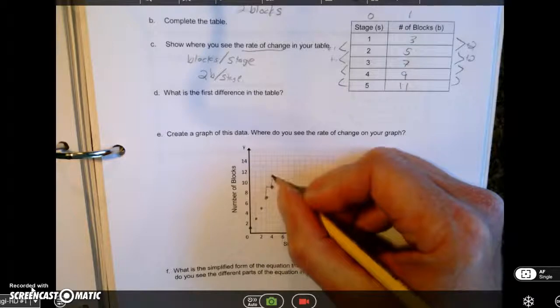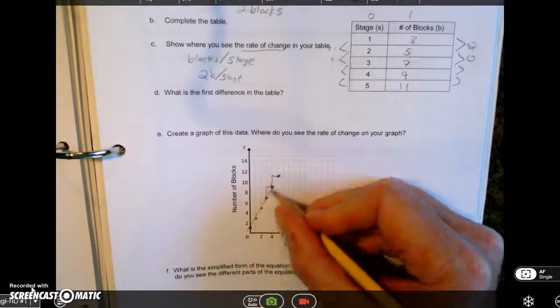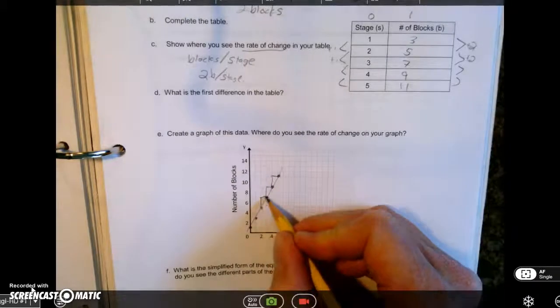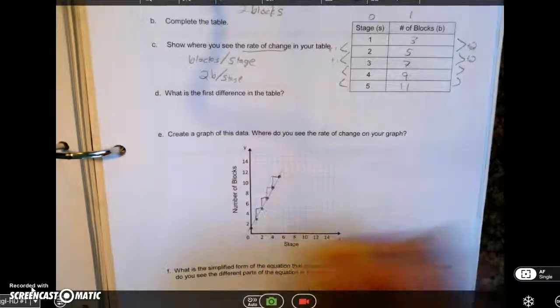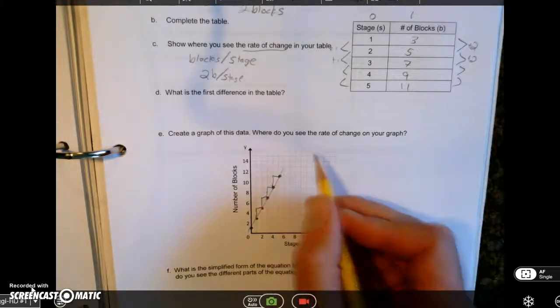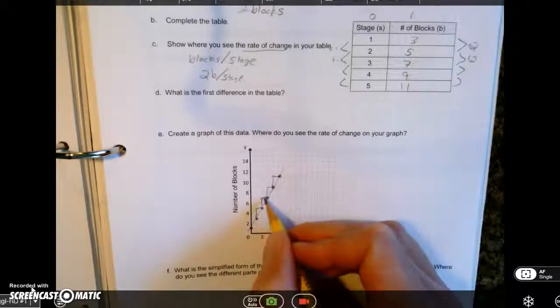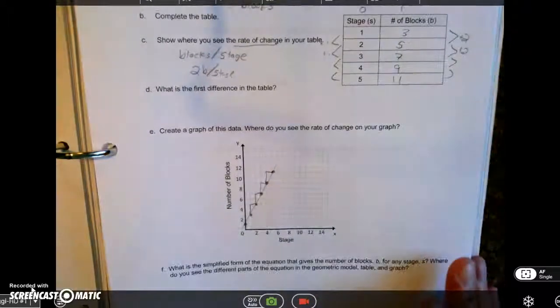2 blocks per stage. And this little drawing right here is really answering the question: this little step and this step, these are all the rate of change that is being shown on the graph. So where do we see it on the graph? It's right here, these little indicators, 2 blocks per stage.